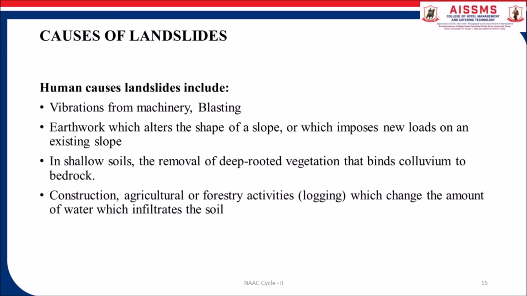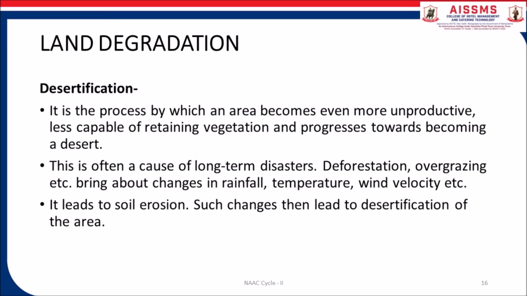Now let us understand desertification. It is a process by which an area becomes even more unproductive, less capable of retaining vegetation and progresses towards becoming a desert. This is often a cause of long-term disasters. Deforestation and overgrazing are examples of it, bringing about change in rainfall, temperature and wind velocity, which are the causes of it. It leads to soil erosion. Such changes then lead to desertification of the area.